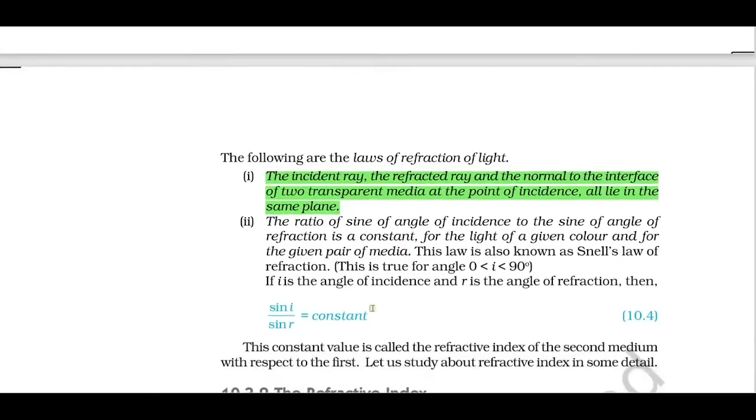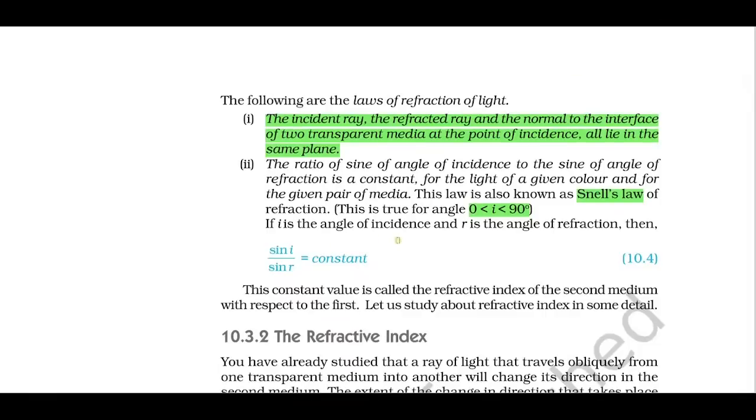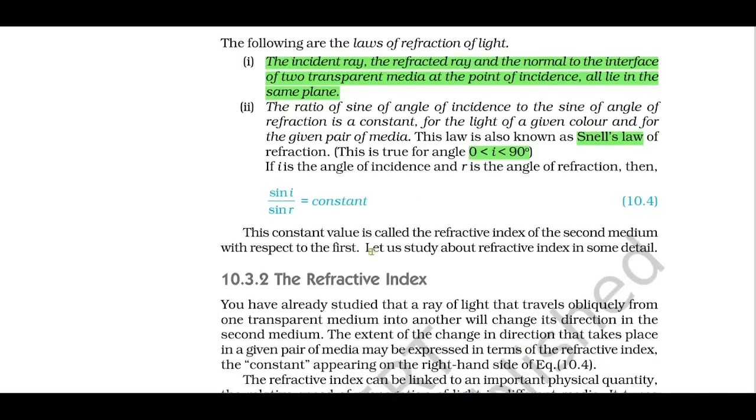Next, the second law is also called what? Snell's law. The ratio of the sine of the angle of incidence to the sine of the angle of refraction is a constant for light of a given color. This is called Snell's law. Sin i by sin r equals constant. The important condition for the angle of incidence is that it is greater than 0 degrees and always lesser than 90 degrees.